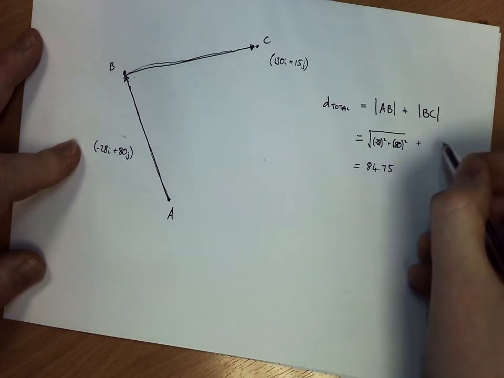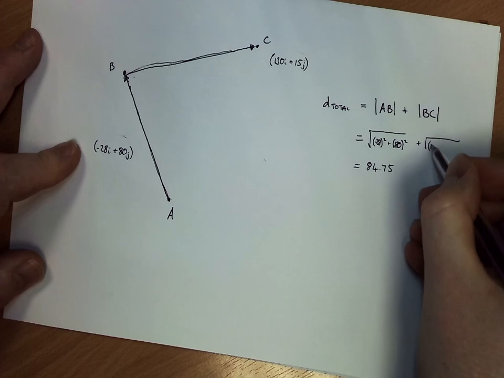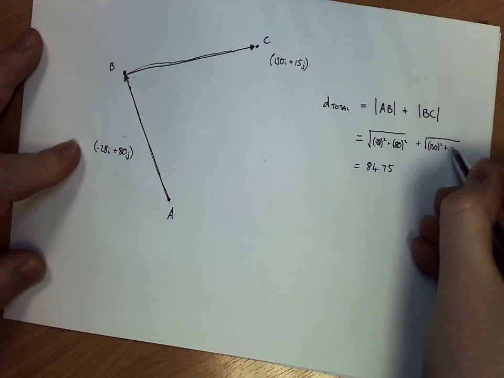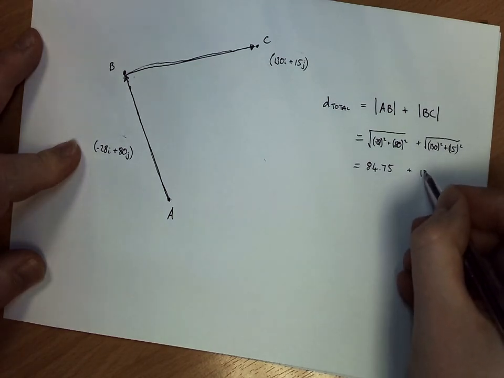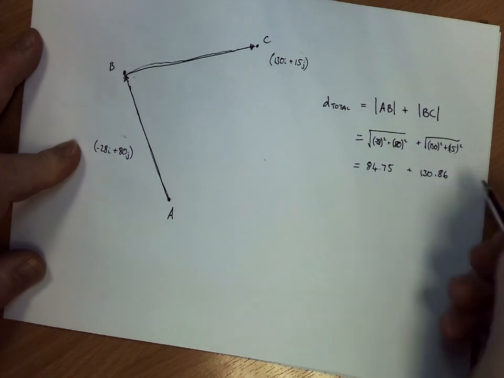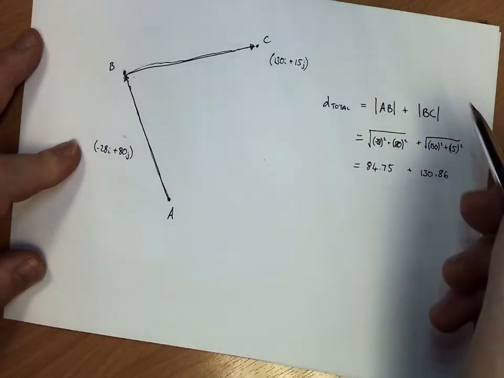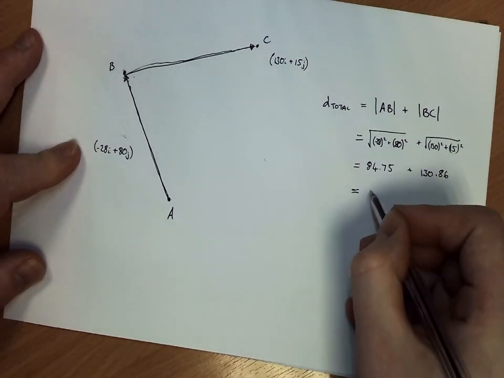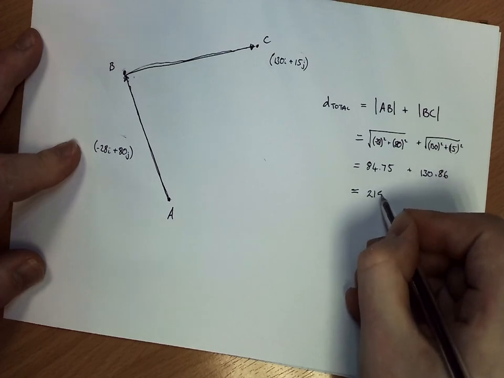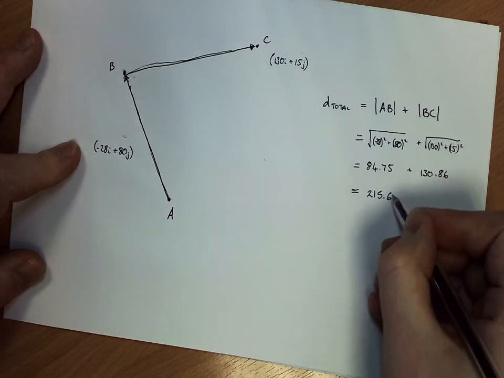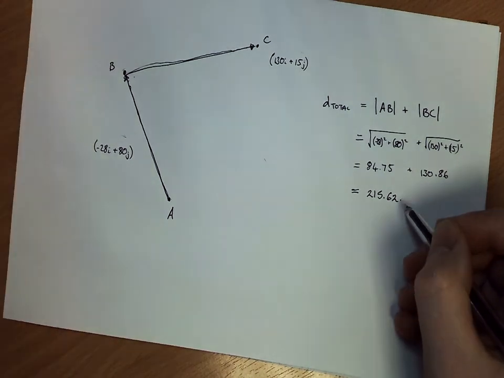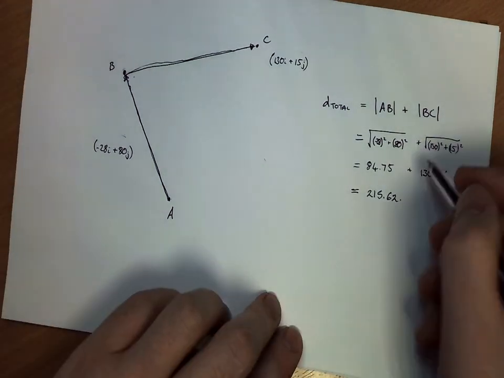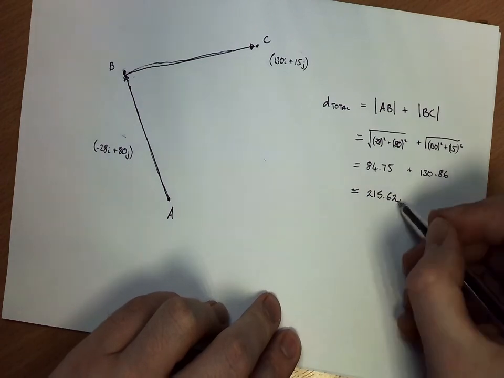And do the same for BC. So it's the square root of 130 squared plus 15 squared, and that gave me 130.86. And if I add the distance of AB to the distance of BC, I get my total distance of 215.62. This is the answer you would get if you add the two vectors. I've not added the two rounded values.